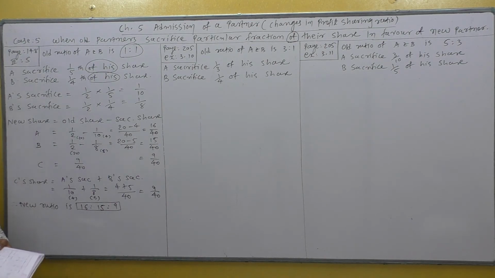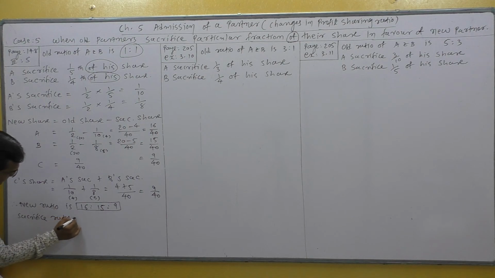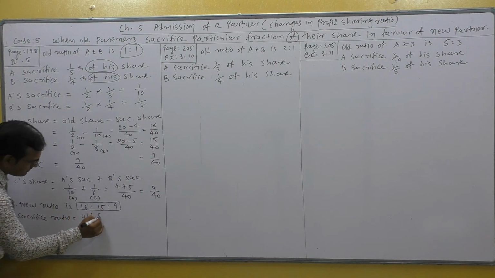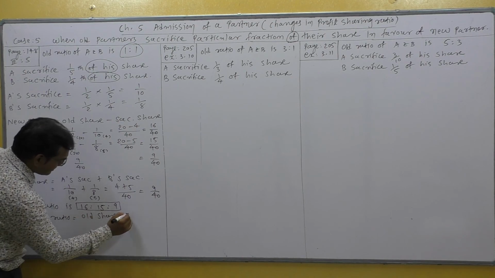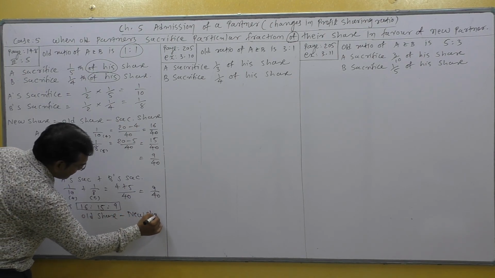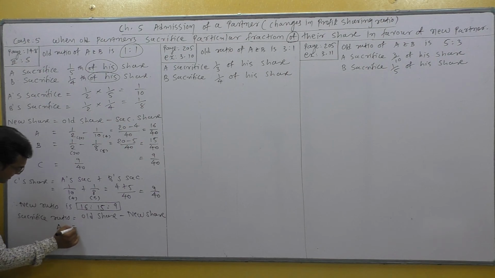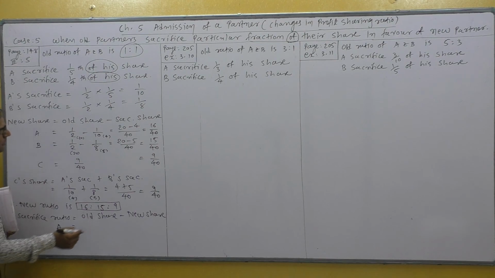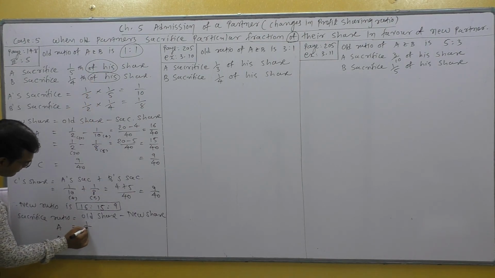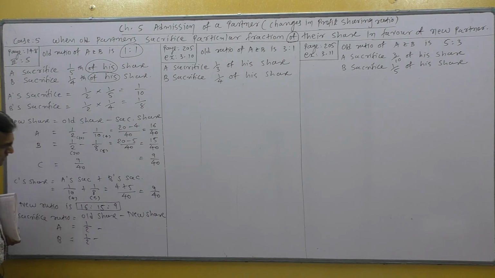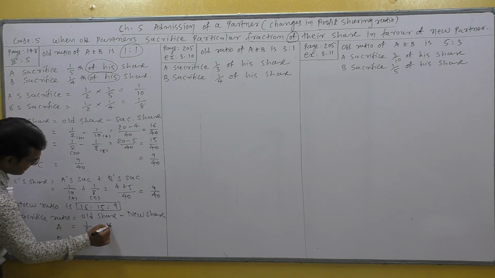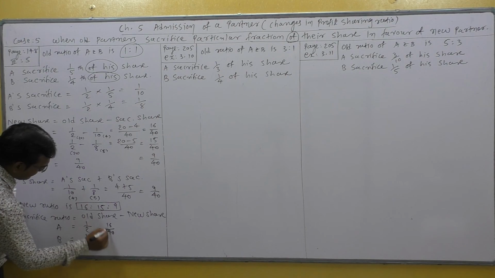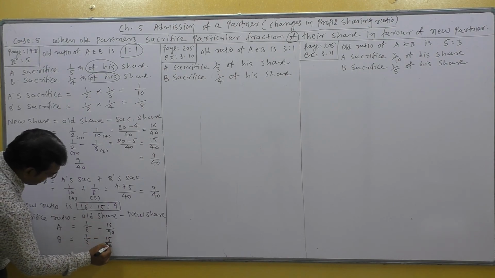Student, in this illustration you are also asked to calculate the sacrifice ratio. Am I right? So a very simple formula of sacrifice ratio. Sacrifice ratio or share is equal to old minus new. Old share minus new share. And sacrifice ratio is always determined for old partners. Who are the old partners? A and B. What is the old ratio? Equally 1 by 2 minus new ratio. Here the new ratio is 16 by 40 for A, right, and 15 by 40 for B.